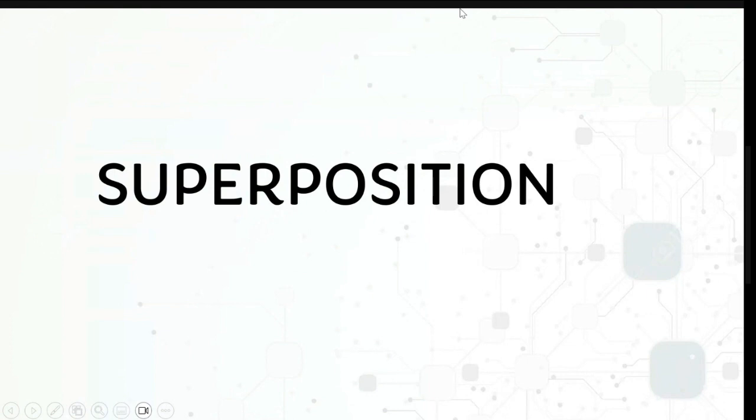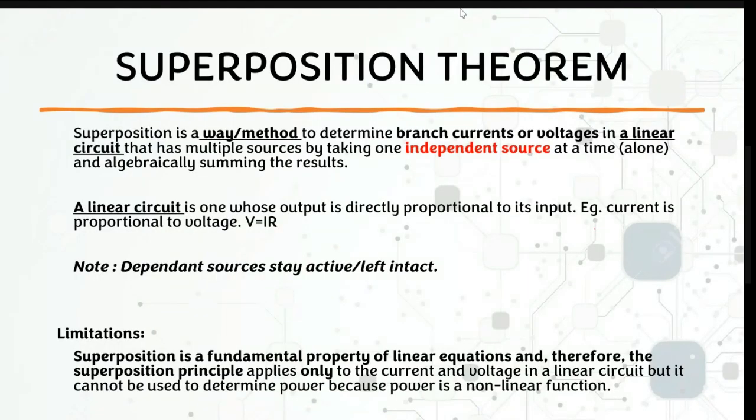Okay. So for superposition, what is the superposition theorem? Superposition is a method to determine branch current or voltage in a linear circuit that has multiple sources by taking one independent source at a time alone and algebraically summing the results. So for this superposition, we will determine the branch current or voltage.